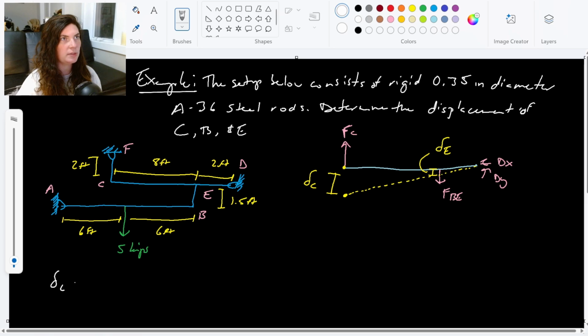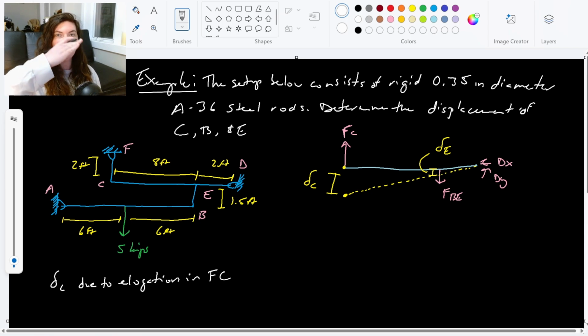A note over here. The displacement of C is caused by the fact that rod FC is stretching, right? So this is due to the elongation in that rod FC. Whereas this displacement here from E isn't actually coming because of the stretching in the rod. It's coming because of this rotation of rod CDE, right? So as the elongation occurs at point C, that's causing the whole rod CDE to rotate.